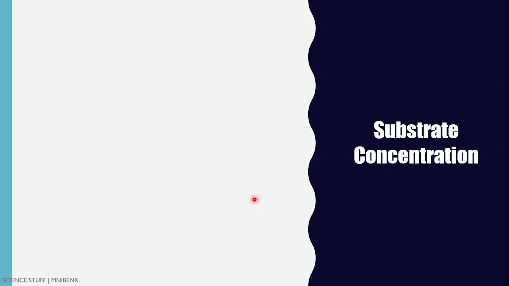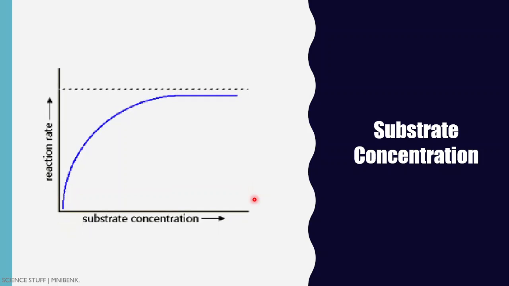But if we continue to increase the amount of substrate, eventually it'll get to the point where all the enzymes are full and work at maximum capacity. So they get overwhelmed by the amount of substrate. So yeah, it will not increase the productivity rate of the enzyme.